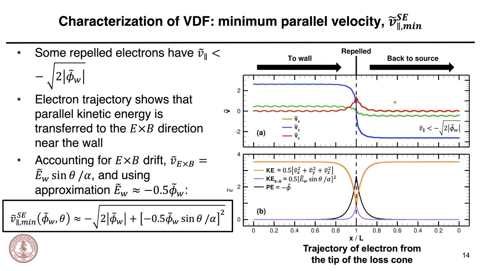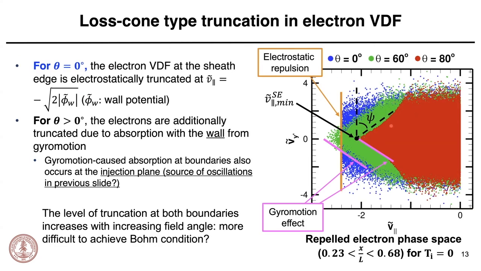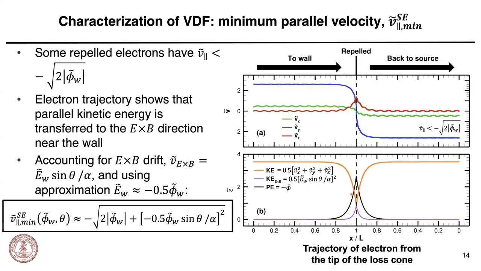So first, with that minimum parallel velocity point, what we did, sorry, jumping back real quick, is we took the electron from that minimum point, from the tip of this cone, and we just analyzed its trajectory, its journey from the injection source to the wall, and then when it gets reflected. And that's what I'm showing in this figure here.